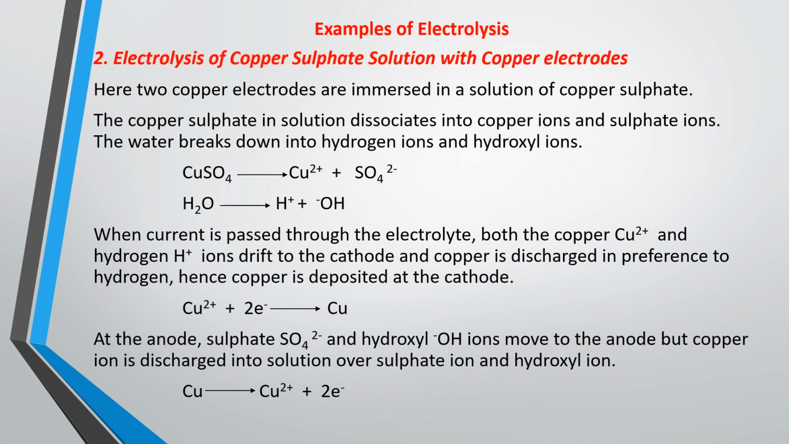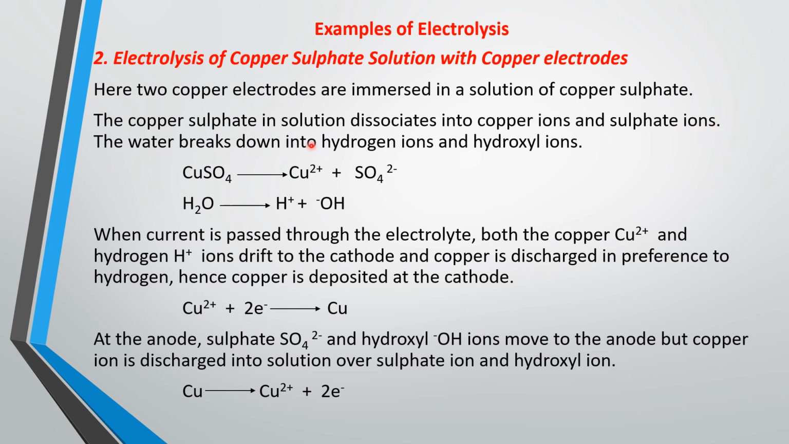The second type of electrolysis is the electrolysis of copper sulfate solution with copper electrodes. In this particular case, the two electrodes are made up of copper, and they are immersed in copper sulfate solution. The copper sulfate solution dissociates into copper ions and sulfate ions.